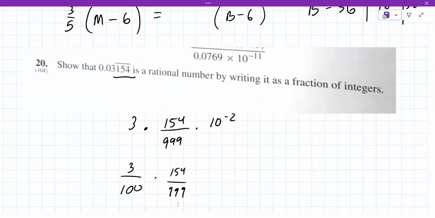Does that look familiar? You can always go to the calculator. You can always just say, okay, 3 over 100, that gets to 0.03, then times 154 over 999. That does not get me what I want. I'm sorry, that's not right.